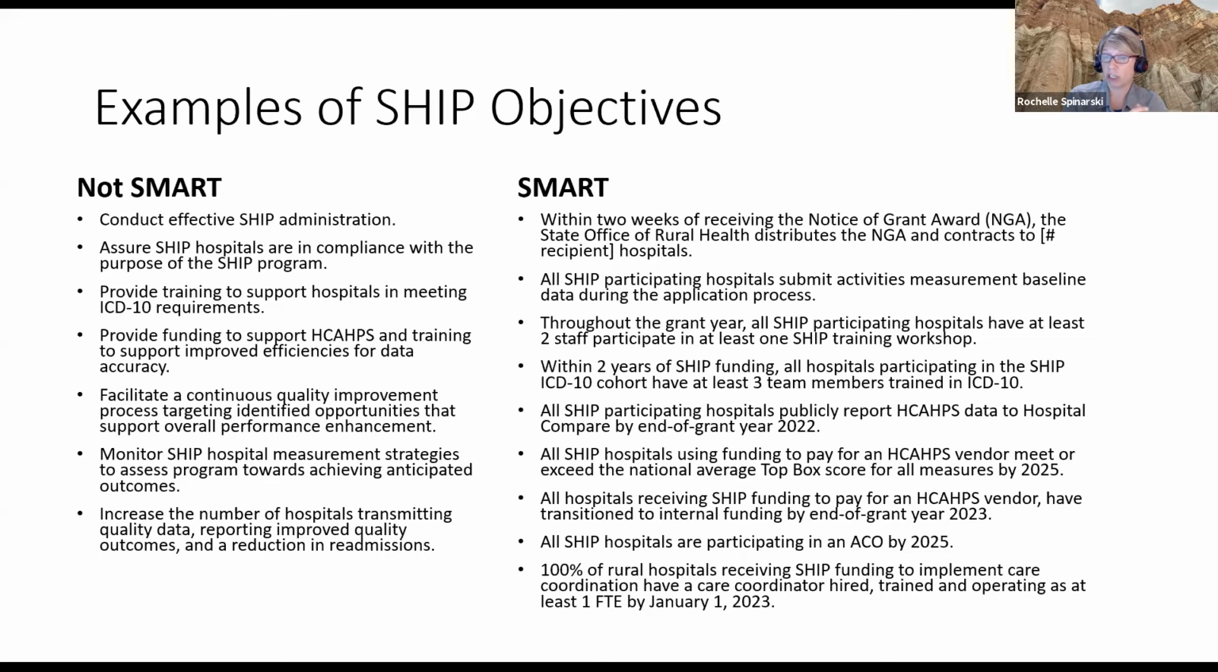If we turn that concept into something that is SMART, something really defined, it's within 2 weeks of receiving the notice of grant award, the State Office of Rural Health distributes the NGA and contracts to whatever recipient hospitals. So having a timeline saying specifically what we're going to do gives us something that we can actually measure. Did we do it within 2 weeks? Did we get it out to all of the hospitals? Did we do it as we stated that we were going to do? Defining this well so that we can measure it is the critical piece in turning any of our objectives into SMART objectives.